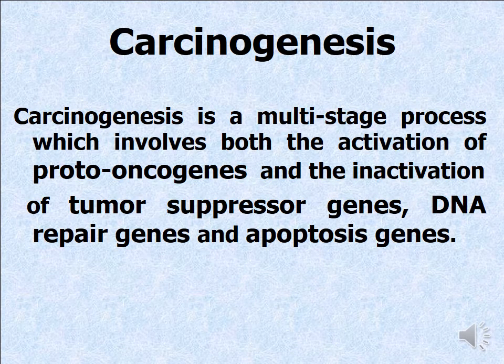What is carcinogenesis? Carcinogenesis is a multi-stage process which involves both the activation of proto-oncogenes and inactivation of tumor suppressor genes, DNA repair genes, and apoptosis genes. In fact, these all relate to genes that affect the growth of the cells and the tissue.